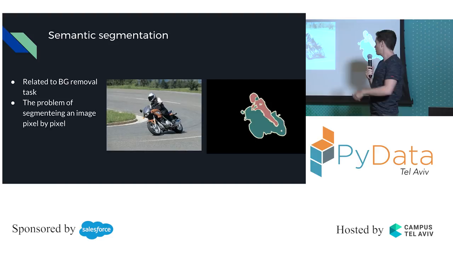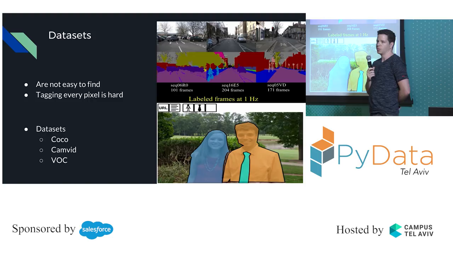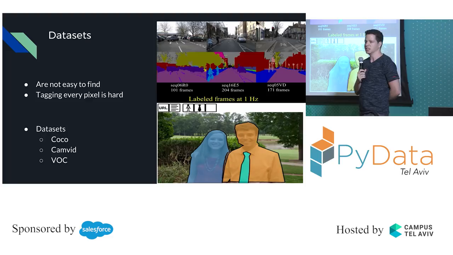So after we defined the problem and the algorithms we want to use, we went to look for data sets. There are not many data sets for this kind of problem because it's really hard for people to tag pixel by pixel. So there are not as many data sets as in other problems. There are three main data sets for semantic segmentation. One is called COCO, one is called CamVid, and one is called VOC.